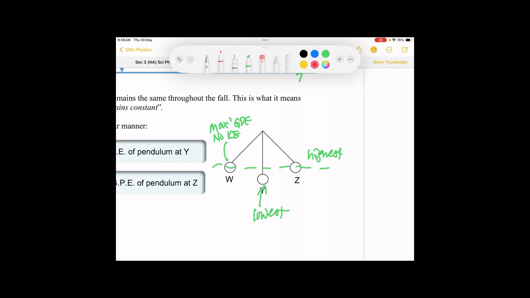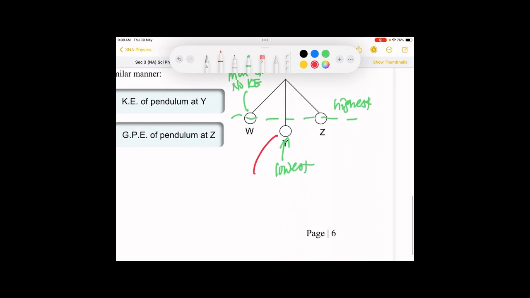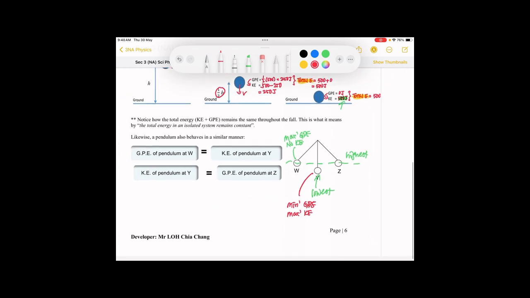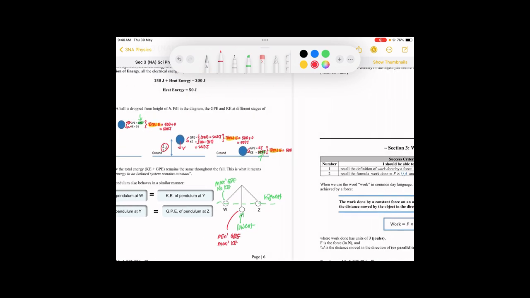So at the lowest height here, of course, you have minimum GPE, because it has the lowest height. But over here, it has the maximum KE. So of course, by deduction, you would know that the pendulum is actually moving at the fastest speed at the minimum position, the lowest position here.